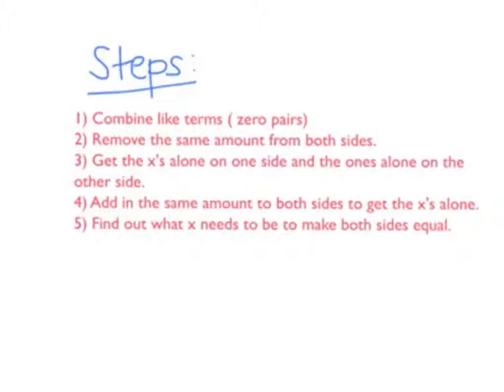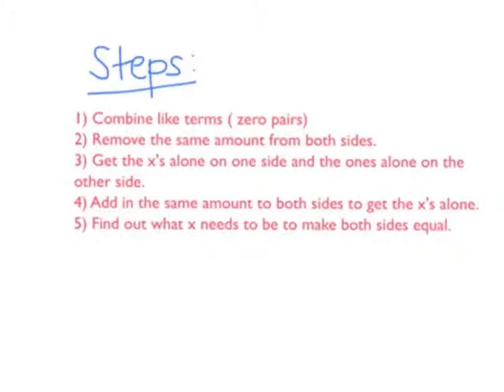Step two, you want to remove the same amount from both sides. So if you have an x on the left and an x on the right, you can take that off of both mats. Or if you have a -2 on the left and a -2 on the right, you take that off of both mats. Then you want to work on getting all the x's alone on one side of the mat, and all the unit tiles alone on the other side of the mat.